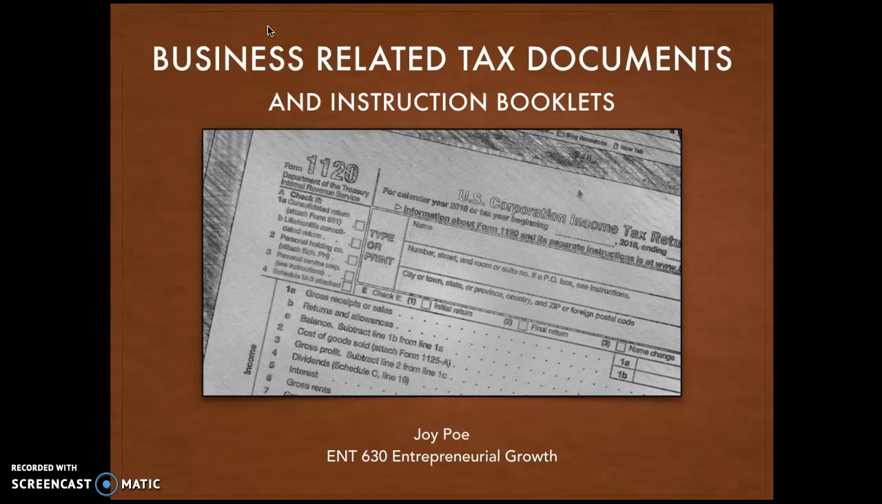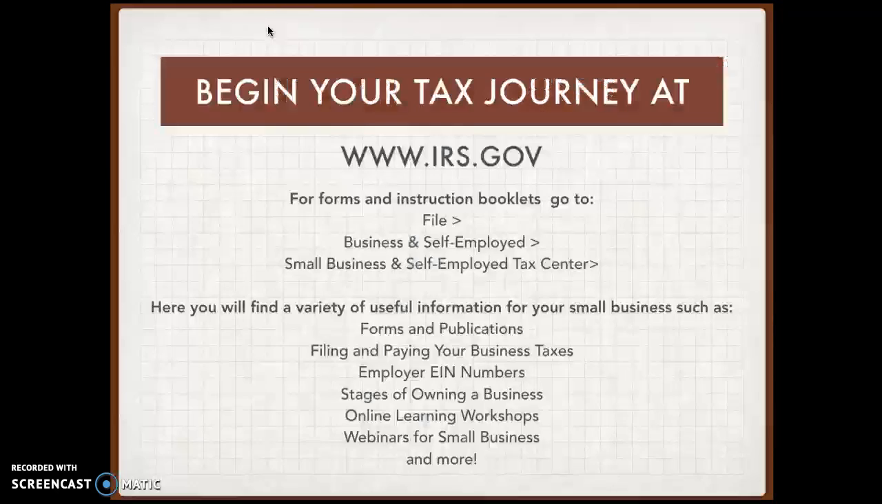This is my project for Entrepreneurial Growth, ENT 630, about business-related tax documents and instruction booklets. You will begin your tax journey at irs.gov. For forms and instruction booklets, go to File, Business and Self-Employed, then Small Business and Self-Employed Tax Center.